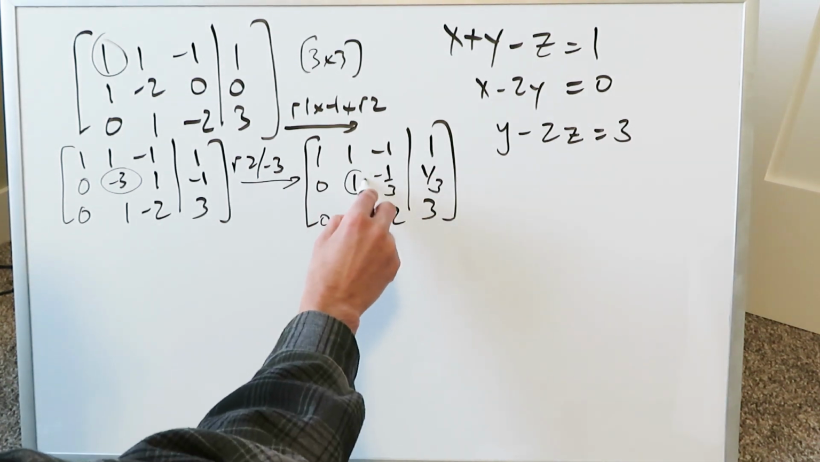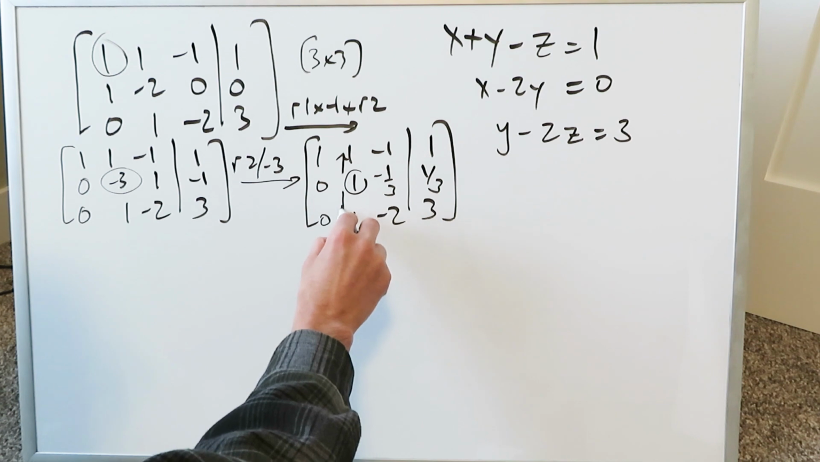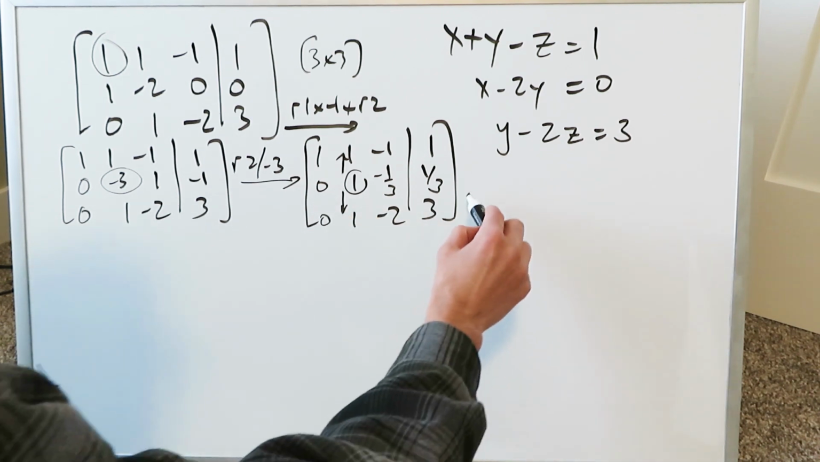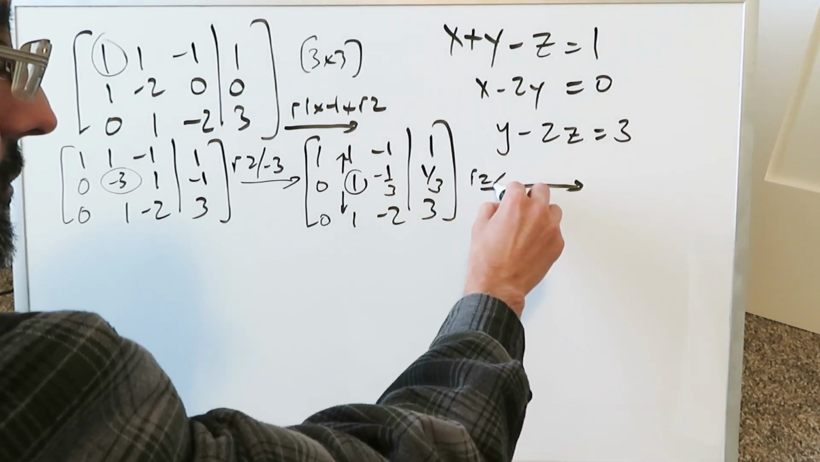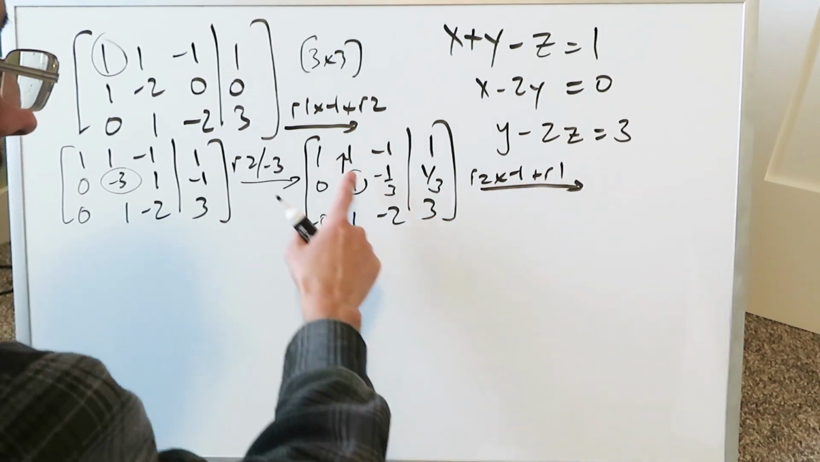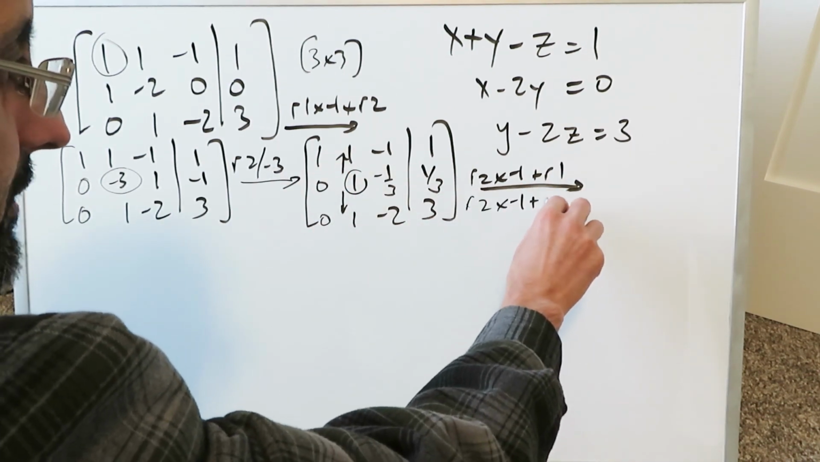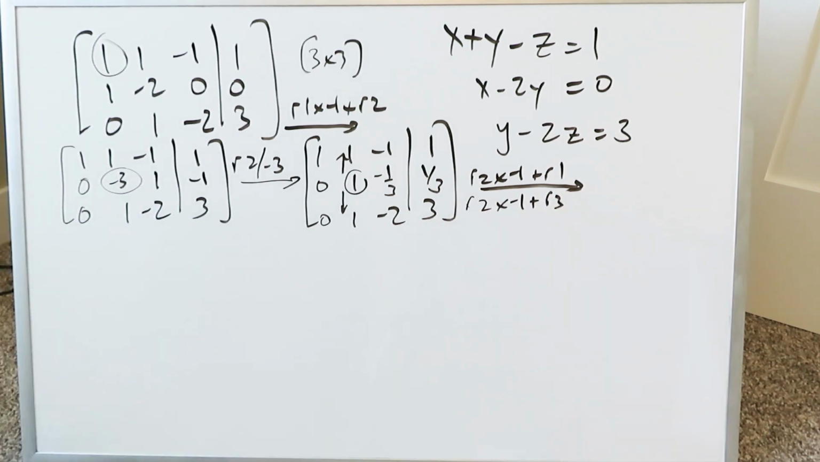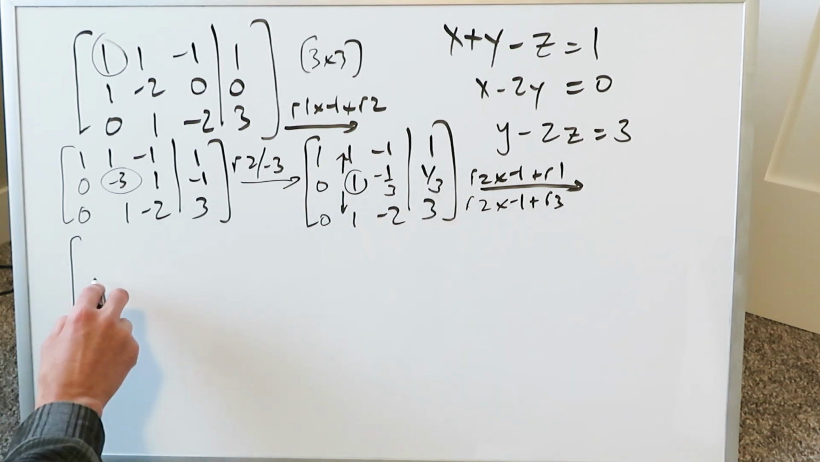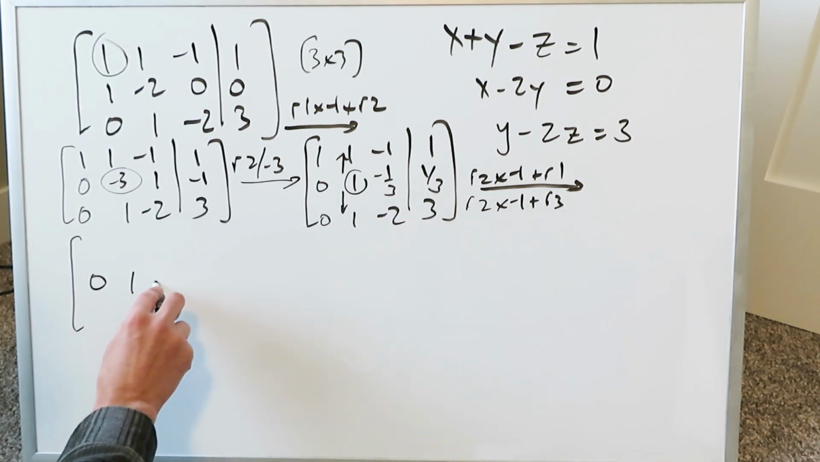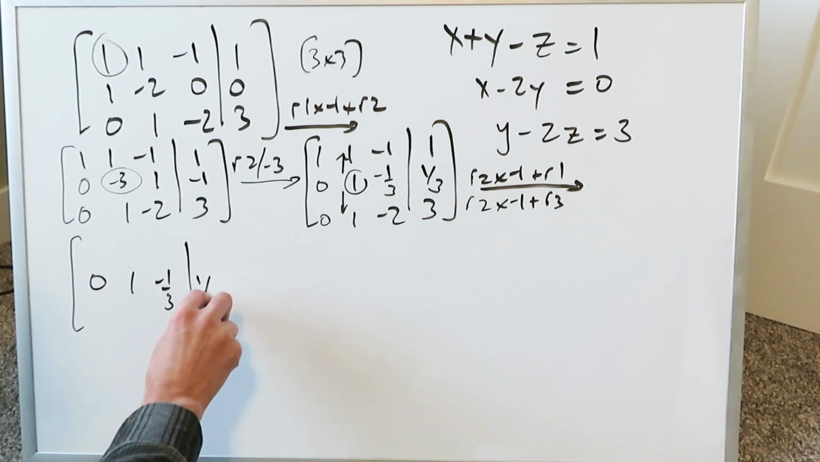Now I'm looking at this number and I want to get a 0 above it and I want to get a 0 below it. So I have to come up with two rules. I'll do row 2 times minus 1 plus row 1. It'll convert that into a 0. Then I'll do the same rule, row 2 times minus 1 plus row 3, because I'll get that 0 over there for me, which is what I want. So I'll come down over here and I'll start doing this calculation. The row 2 will stay exactly as is: 0, 1, minus 1 over 3, and then 1 over 3.